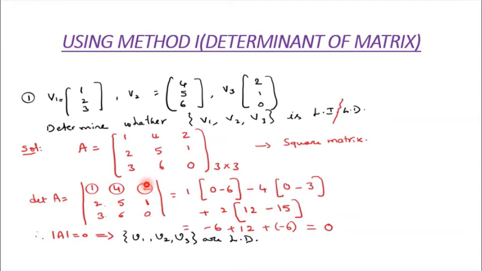Expanding along row 1, that is 1 into (5 into 0 minus 6 into 1) which is minus 6, then minus 4 into (2 into 0 minus 6 into 3), alternating plus and minus, and then plus 2 into (2 into 6, 12, minus 5 into 3, 15), 12 minus 15. That is equal to minus 6 plus 12 plus minus 6, which will be 0. That is, det A is equal to 0. If det A is 0, then this set of vectors V1, V2, V3 is linearly dependent.